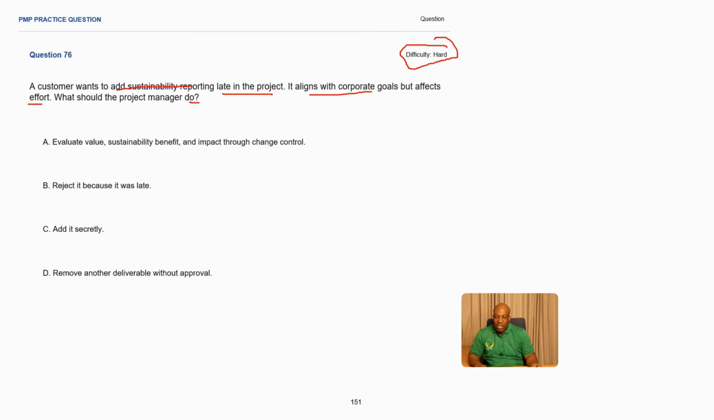Okay, so let's go through the answers now. Evaluate value, sustainability benefit, and impact through change. I like this one. When you start evaluating, you're going to get more information before you take action. Reject it because it was late. You don't just reject issues, risks, or things in a project environment like this, making this one incorrect. Edit secretly. Don't do anything that is not transparent. So this cannot be the answer. Remove another deliverable without approval. You don't just remove deliverables in a project.